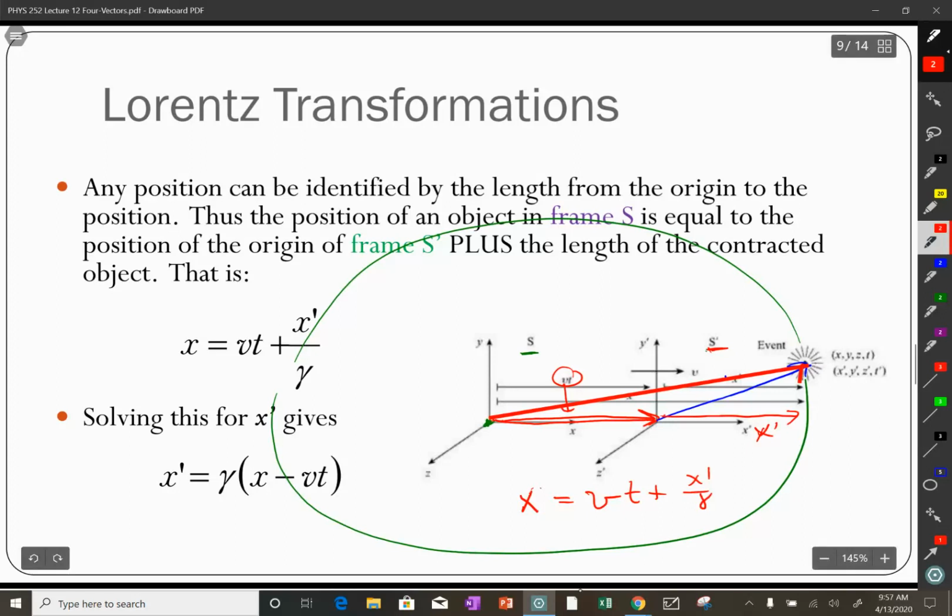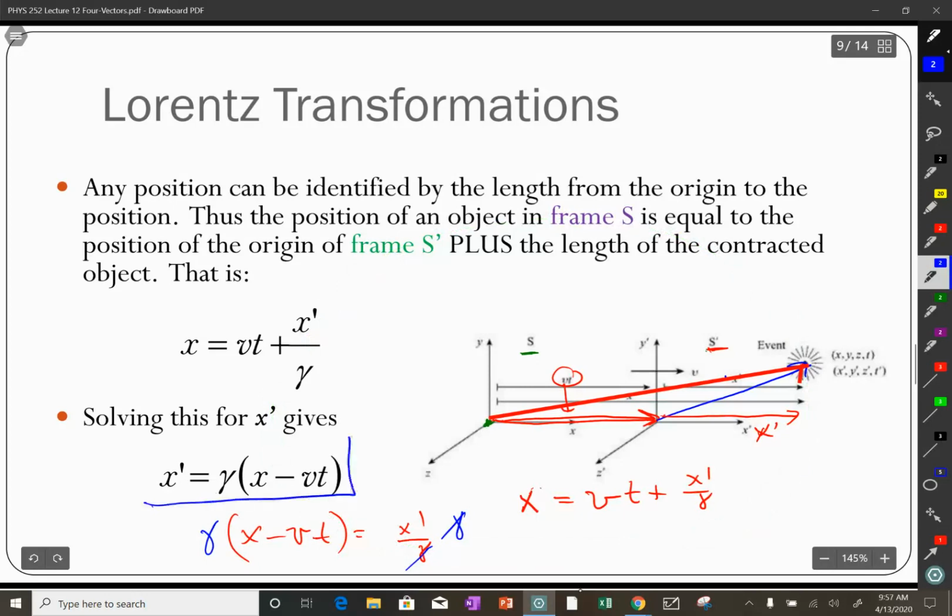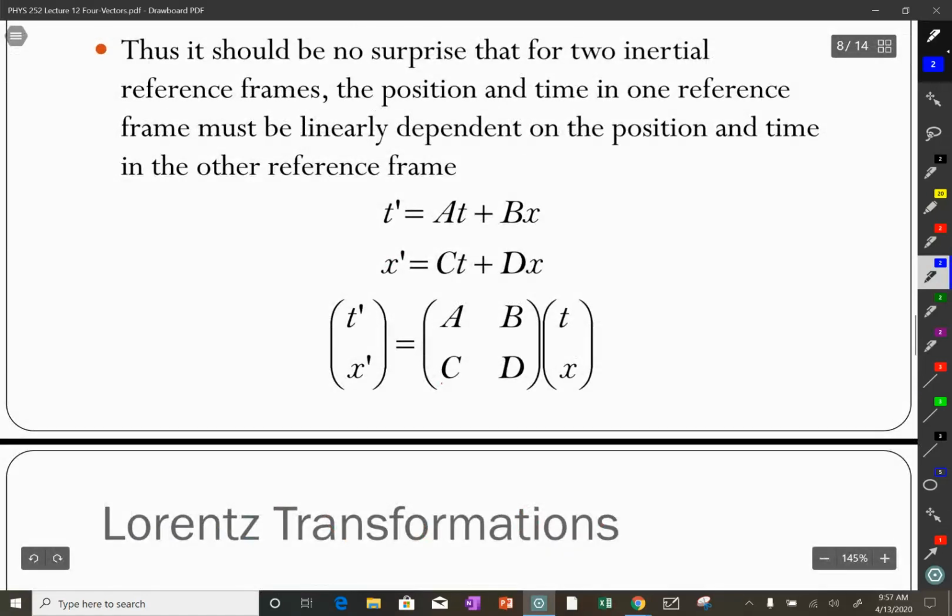And so if I take this and I just want to solve it for x prime, I'm going to have to multiply everything by gamma. Well, first subtract vt, so I'll have x minus vt is equal to x prime over gamma. And then just multiply everything by gamma. So those cancel. And I have x prime is equal to gamma times x minus vt. So here I have my relationship to transform from x and t to x prime.